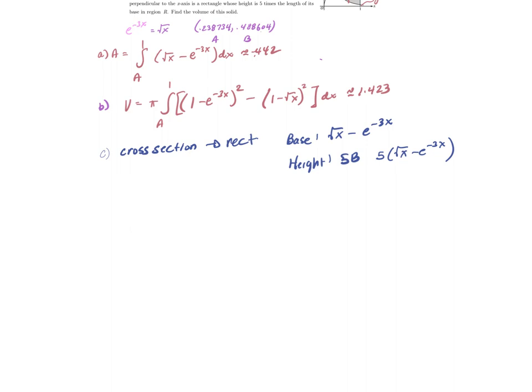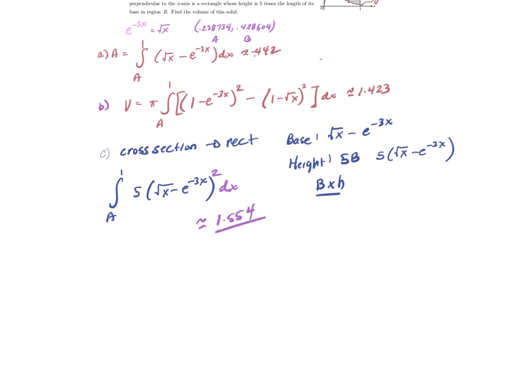And then we're just going to put the rectangular formula, so base times height, inside the integral. So we're going to integrate from a to 1. So it's 5 times root x minus e to the negative 3x. I'm not going to do this twice. But if that's the height, then the base is just another root x minus e to the negative 3x. So I'm going to do this as squared dx. Okay, and again, right into the calculator, we're going to get about 1.554.